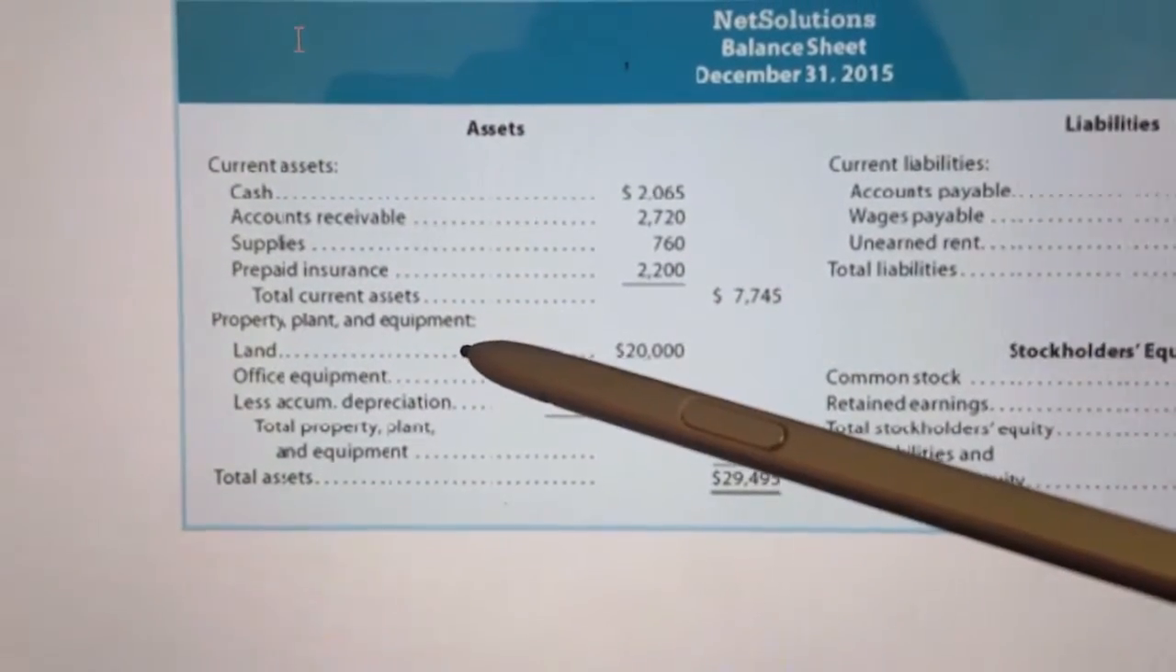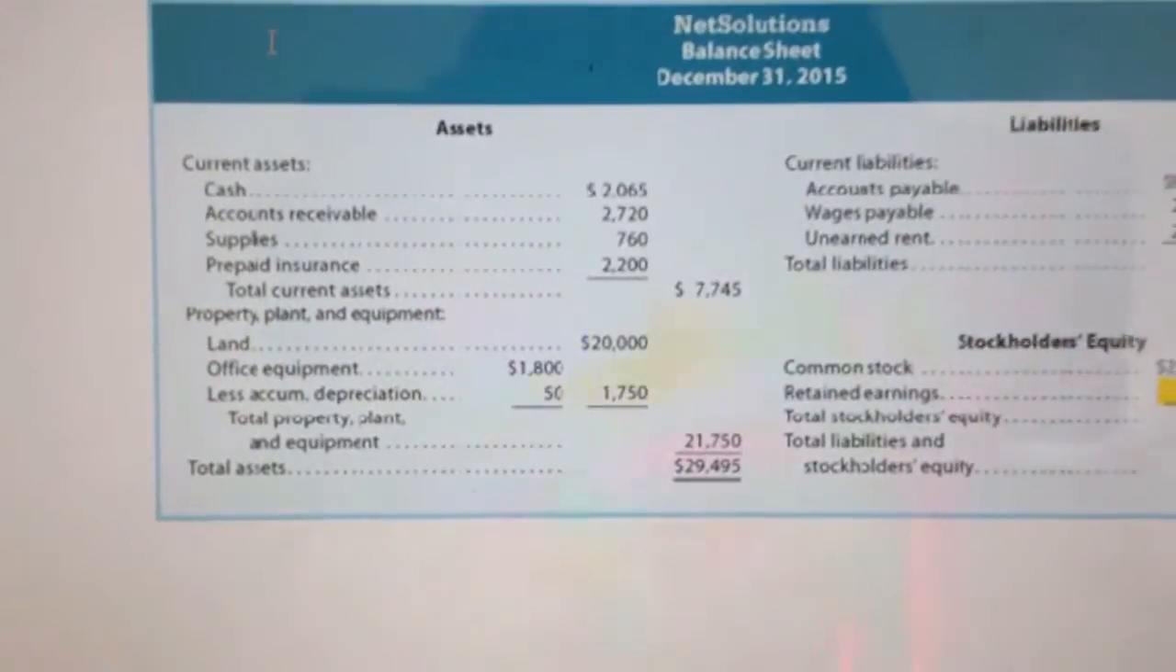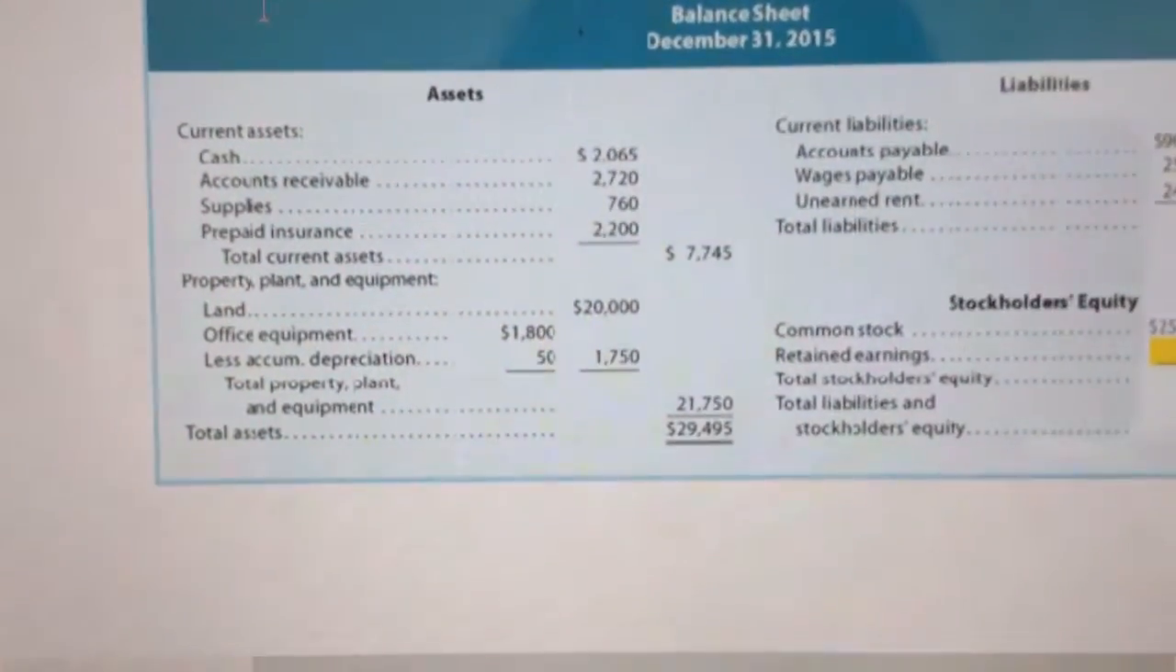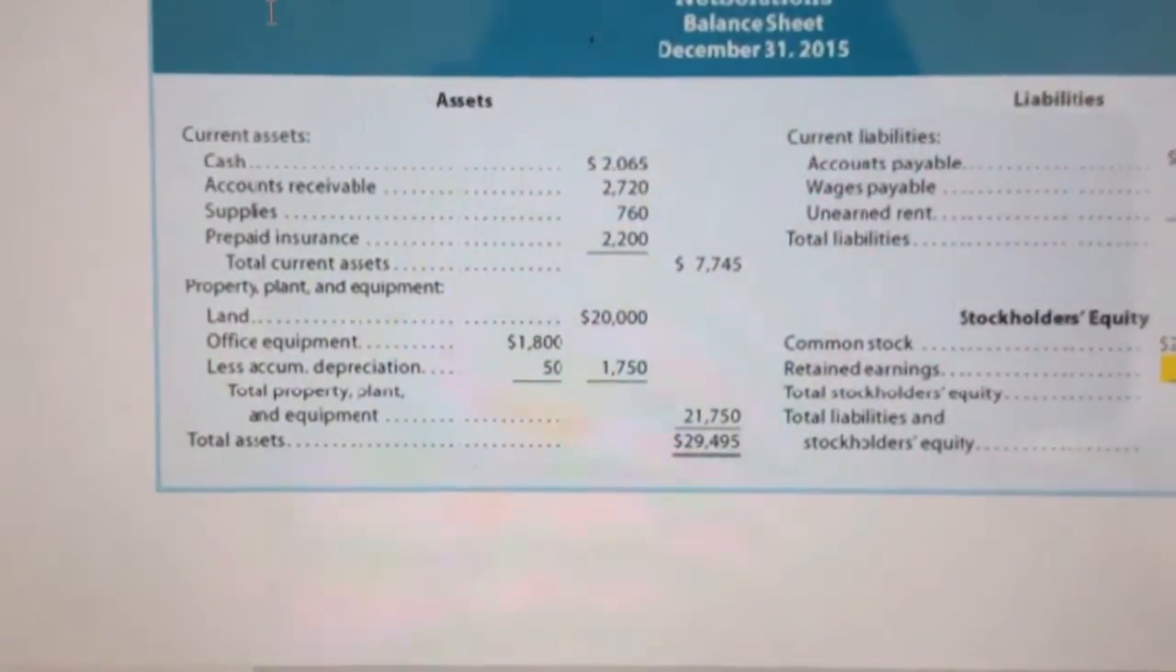We have our property, plant, and equipment. Make a note of this: property, plant, and equipment is the same as fixed assets. Again, let me say that again.